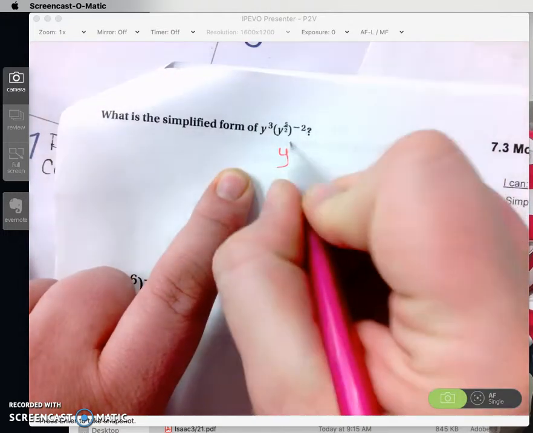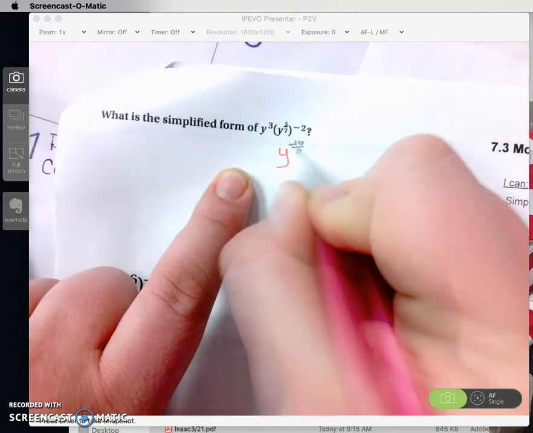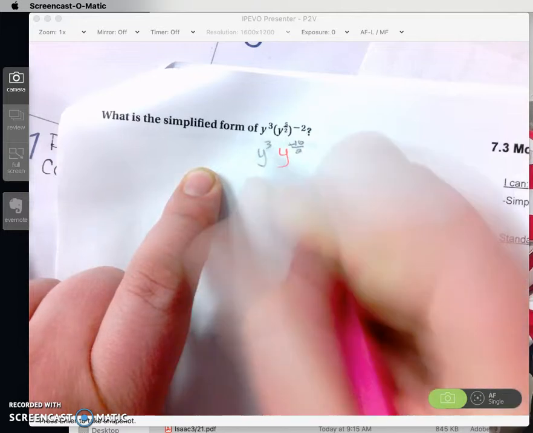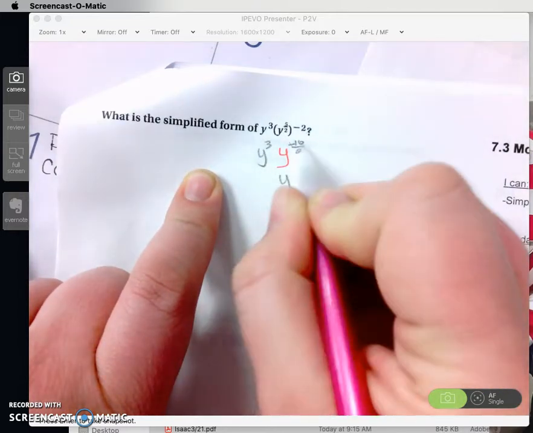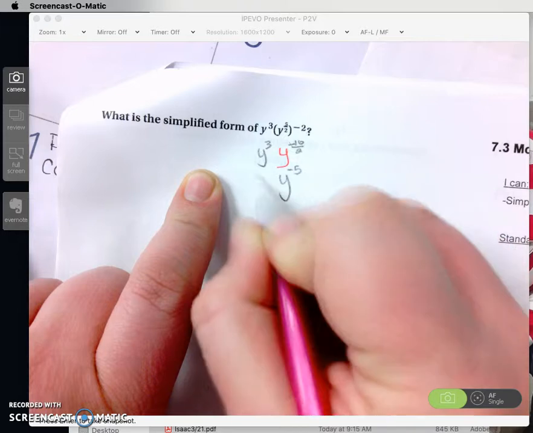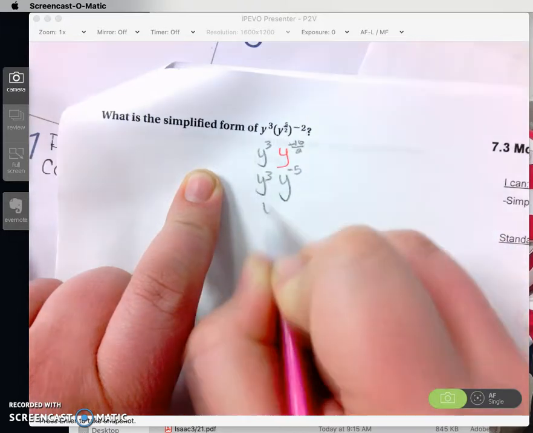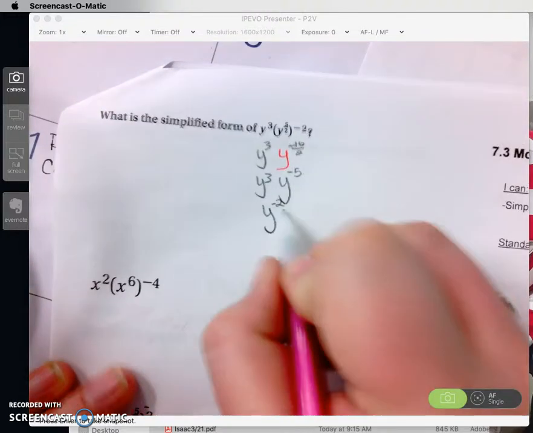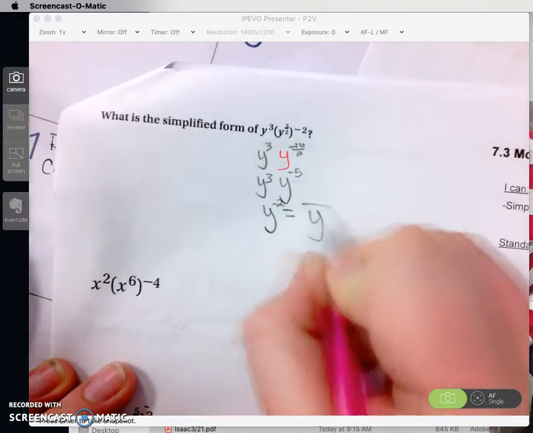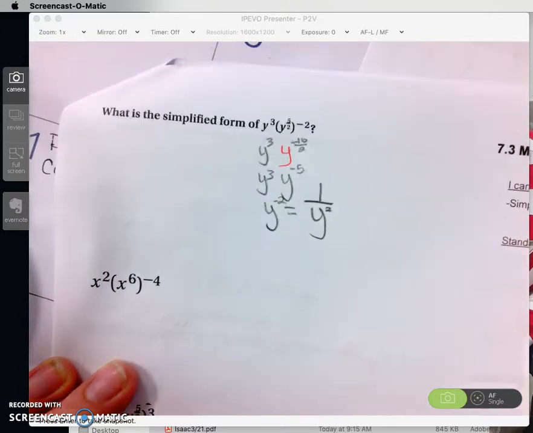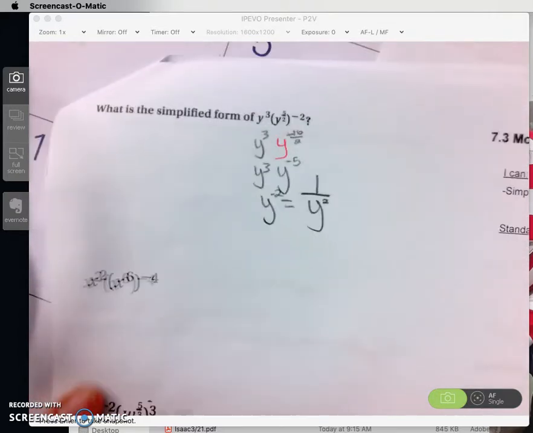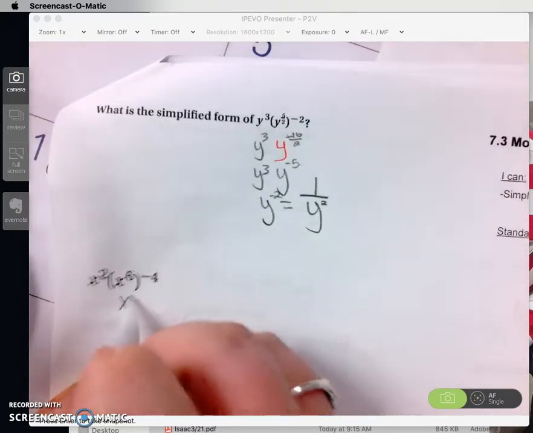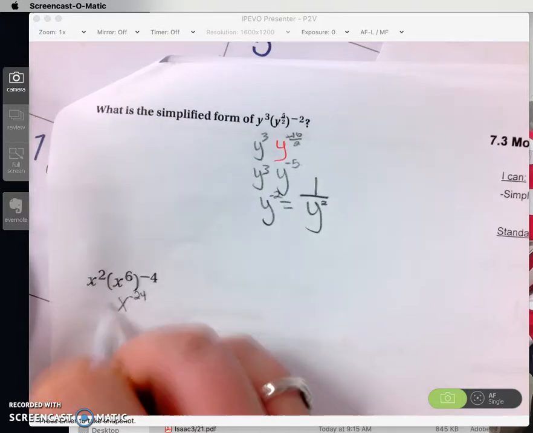This would be a negative 10 over 2. And then here I have y. This can be reduced down to negative 5, which can be reduced down to, add these exponents, I get negative 2, which can actually be that. Okay, here I have x to the negative 24th.